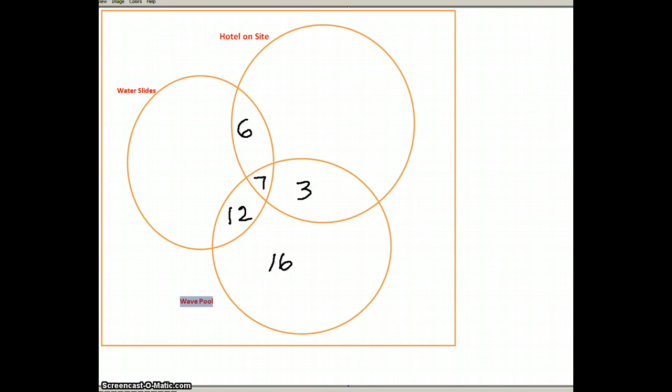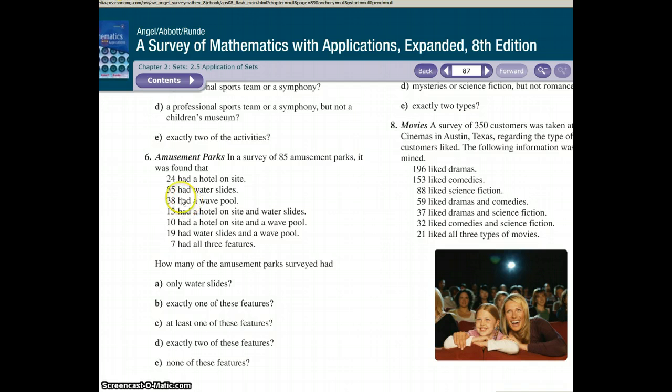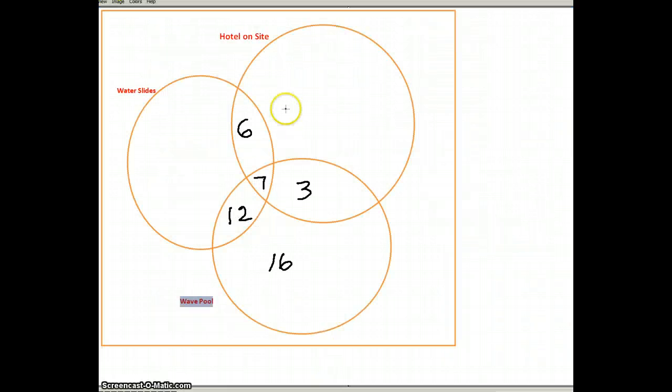Okay, let's move on. The next one is 55 had water slides. So let's look at water slides. This is water slide. It's 55, the whole thing. If you deduct 55 minus 6 minus 7 and minus 12, you'll end up with 30. So 30 will be here.